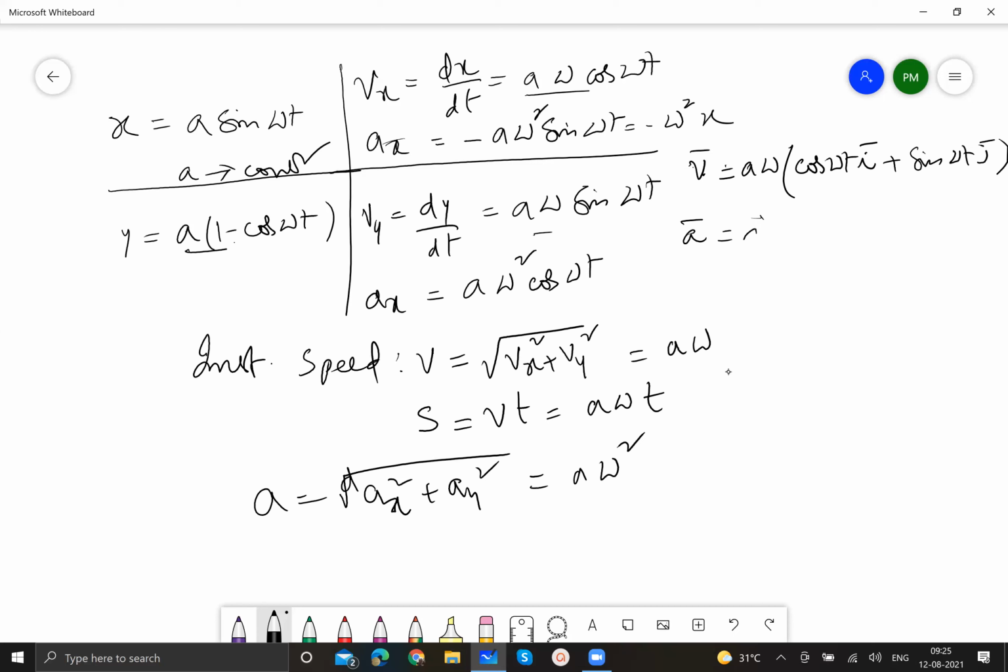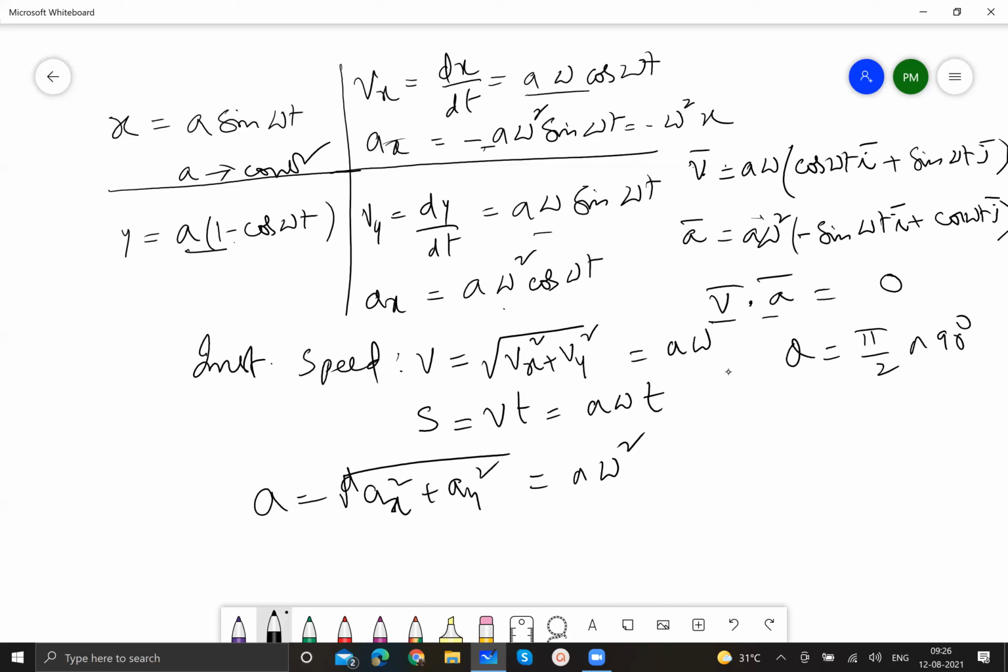A bar is a omega square into minus sin omega t i plus cos omega t j. To take the dot product, this will come out to be 0. If the dot product of any two vectors is 0, then theta is equal to pi by 2 radians or 90 degrees. That is, V bar is perpendicular to A bar. Simple.